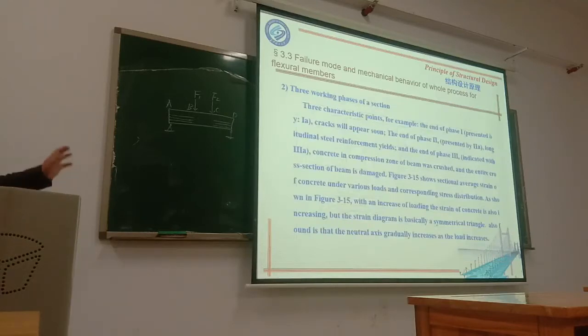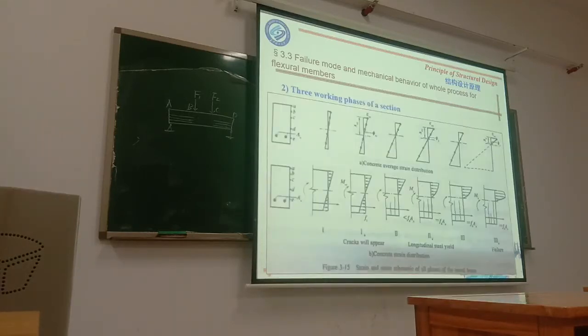So for these three stages, this figure describes the distribution of the stress, the compressive stress or tensile stress distribution on this section. So can you describe the whole process? How the stress distribution changed with the test going on, or with the load increase? How the stress is changed?